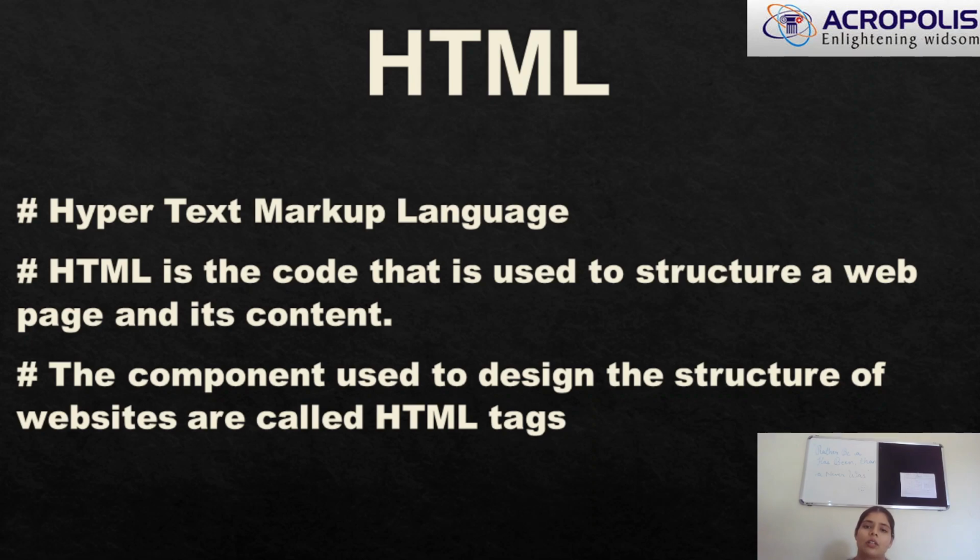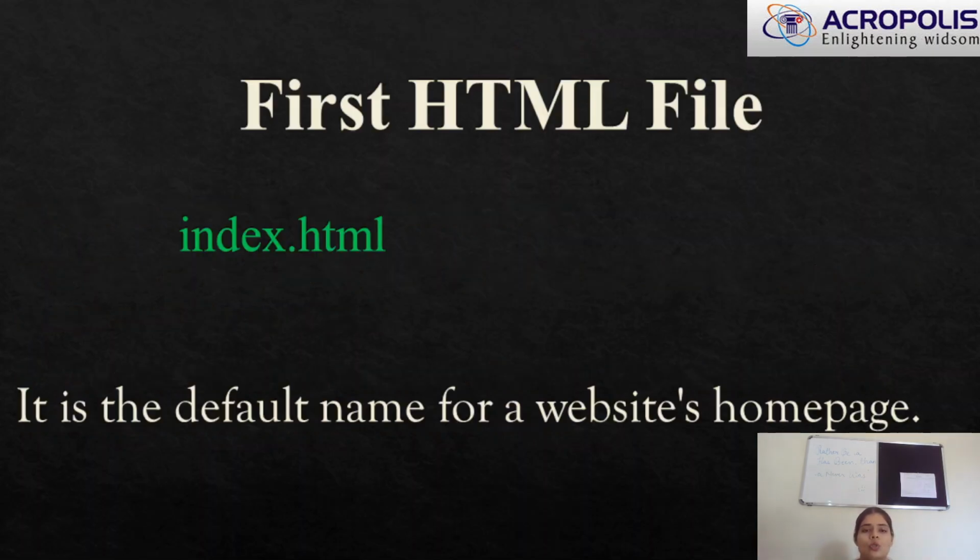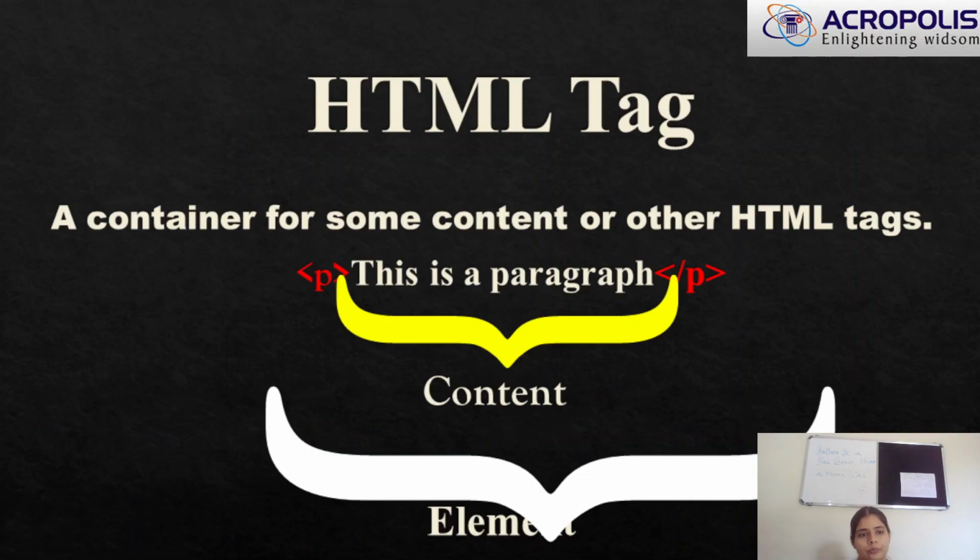So what is HTML? HTML is a markup language. HTML stands for Hypertext Markup Language. HTML is the code that is used to structure a web page and its content. The components used to design the structure of a website are called HTML tags. Our first HTML file must be saved as index.html because when we run our website on a server, the server will search for index.html. If it is not found, then it will pick another page as the home page. It is the default name for a website's home page.